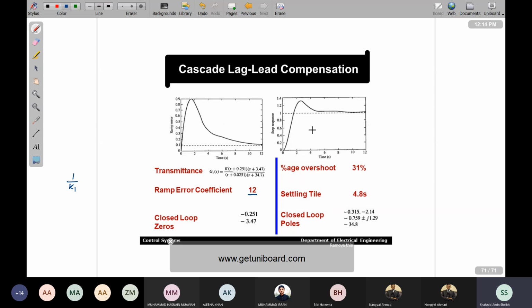Settling time जो है step response का इस केस में आपके पास है 4.8 सेकेंड, which is again less than for the lag compensated system. So relative stability भी आपने improve कर ली, और आप जो है cascade lag lead compensation में अपनी steady state performance भी improve कर रहे हैं.